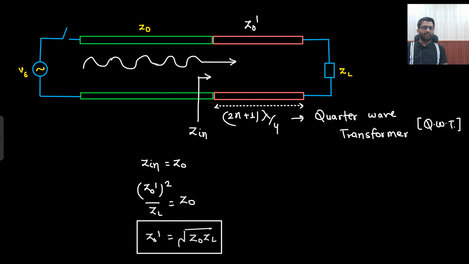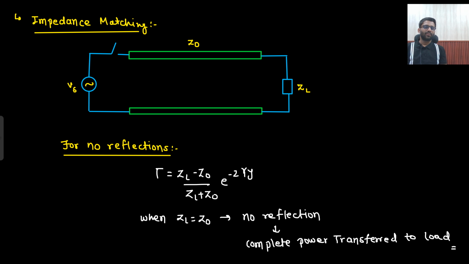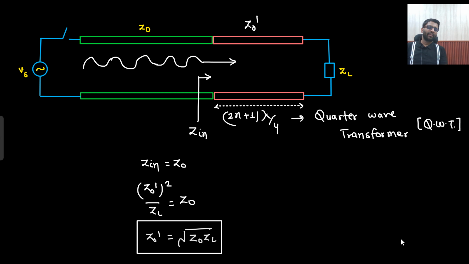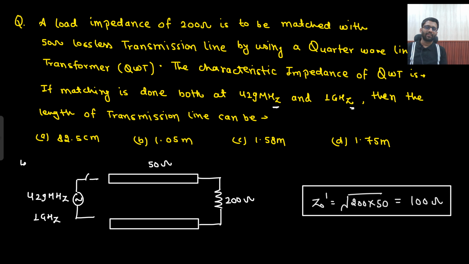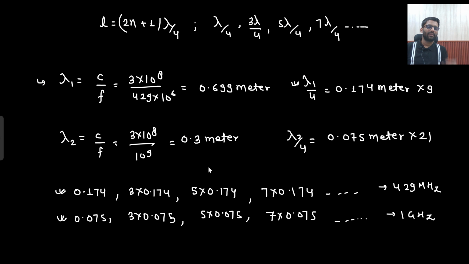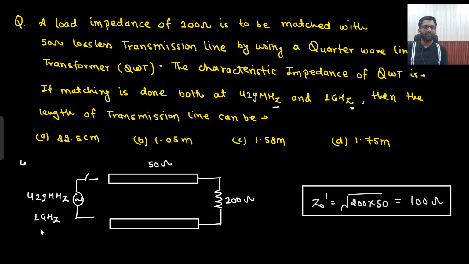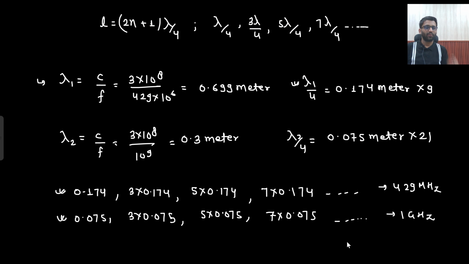So yeah, this is your impedance matching. A very easy concept. They will simply ask you the Z0 dash value, and then they can ask you this concept as well. Which concept? If your circuit can run at two frequencies, at 429 megahertz and 1 gigahertz, then what length will you be satisfied with? So you always need to remember the length would be an odd multiple of lambda by 4. Is that clear to you?